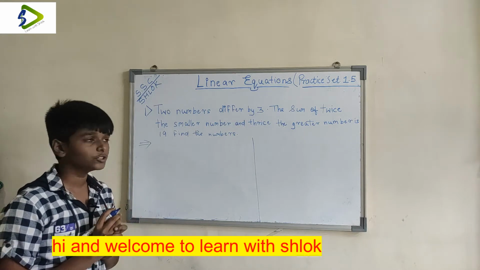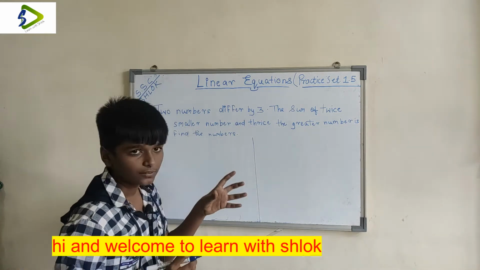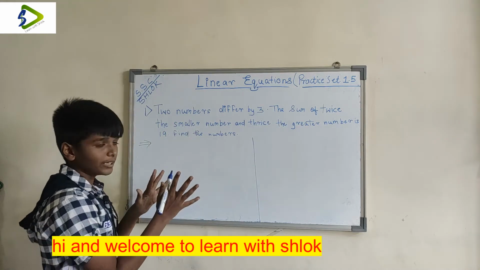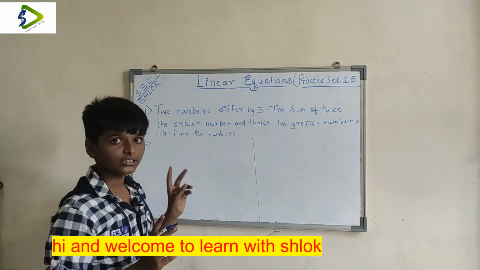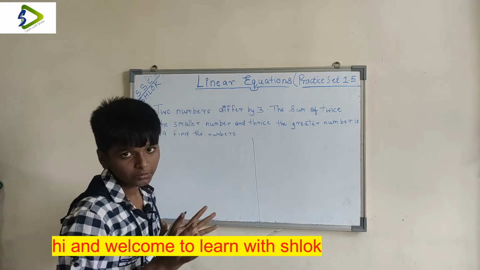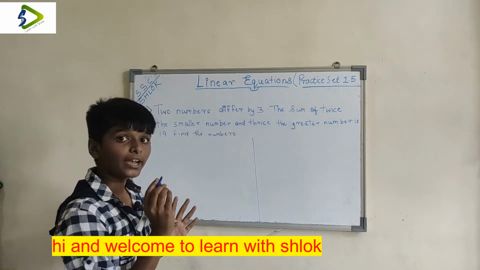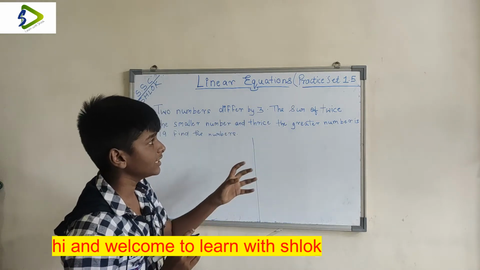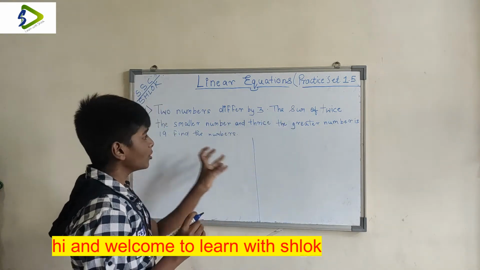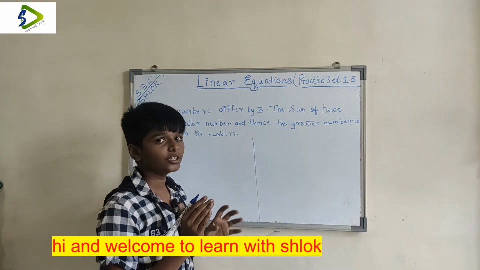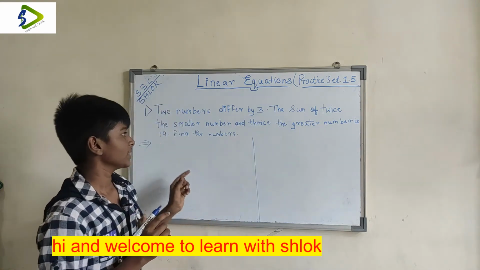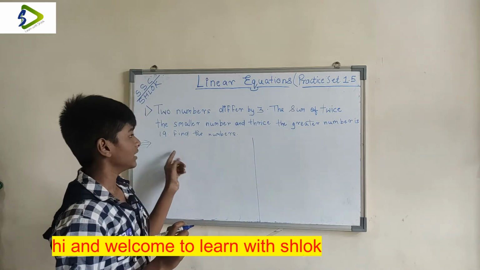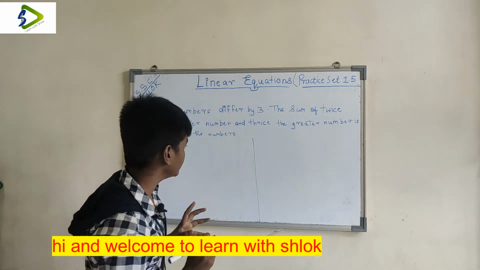The first question given to us is: two numbers differ by 3. They say two numbers, that is any number. We don't know the numbers but they differ by 3. That is the subtraction of them gives the answer 3. And then they tell that the sum of twice the smaller and thrice the greater number is 19. Find the numbers.